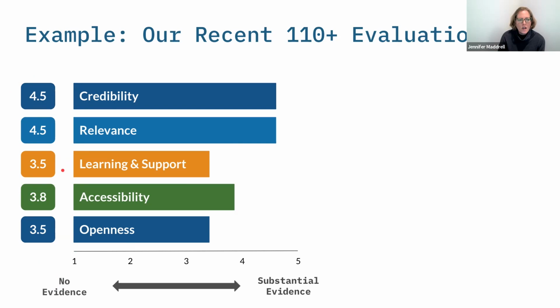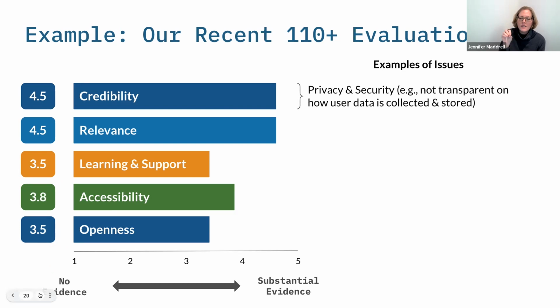Where things started to fall off a little bit were in terms of learning and support features, and then accessibility and openness. And so from that, we were able to drill down and see, well, where are things falling out? Where are some examples of issues as folks were looking through the resources as they were evaluating? So as I mentioned before, privacy and security would sometimes creep up, so that the website was not transparent in terms of how the data from users was collected or potentially stored.